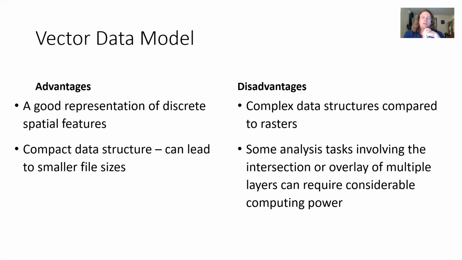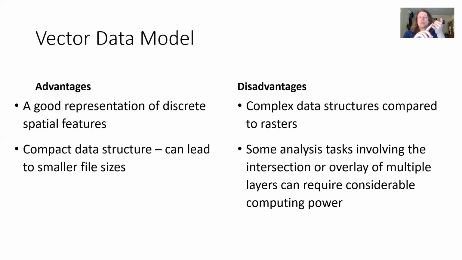With the vector data model, the advantages are that it's really good for representing discrete spatial features because we can represent the boundaries exactly. They don't have to conform to the specific cell boundaries, and the vector data resolution isn't going to have as much of an impact necessarily on how we represent those features. Another advantage is that because the data structure is very complex, it often leads to smaller file sizes. We can store a lot more information using, relatively speaking, less memory on the computer.